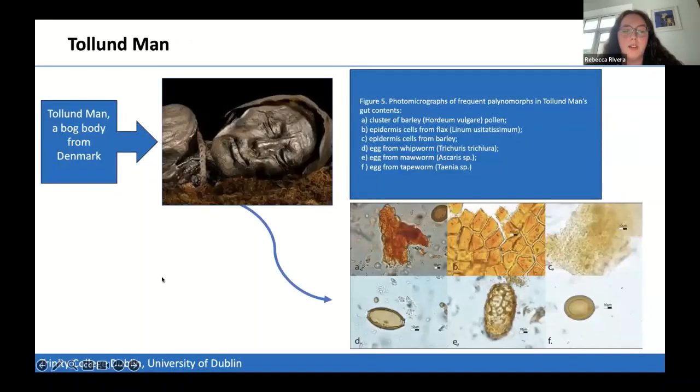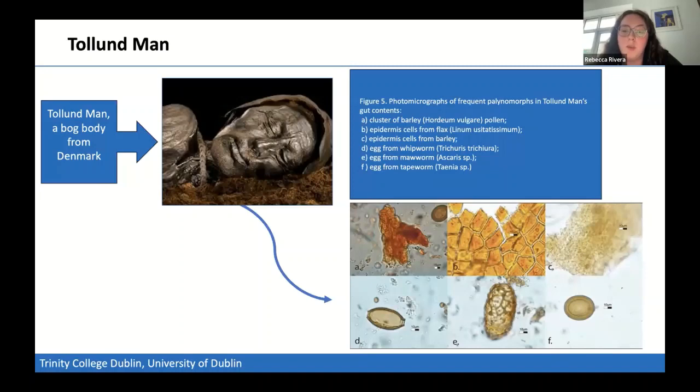And another example I particularly like, to show how this MPP data set will complement existing data sets, is the Tollund Man, which is a body that was found in Denmark. I think it dates back to about the early Iron Age. There was a recent new analysis done on the gut contents of this bog body. And naturally, there was barley found, flax, and you can get a picture of what he might have been eating at this time.